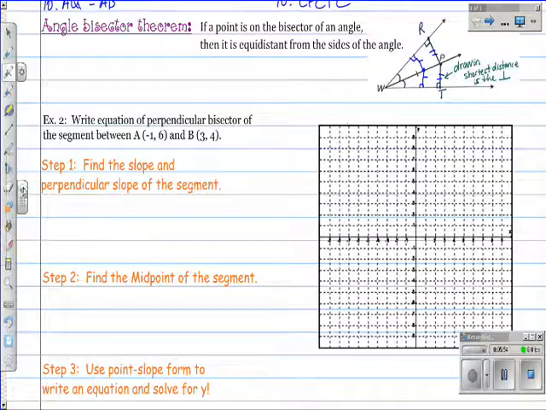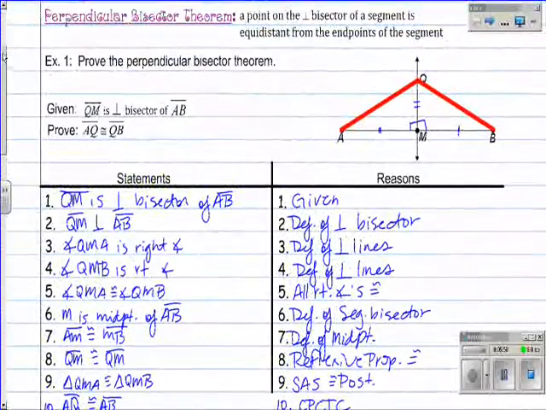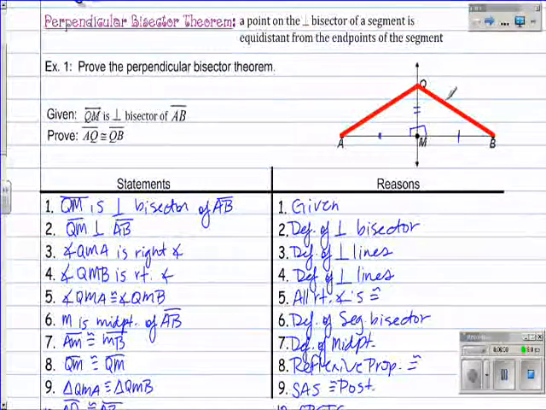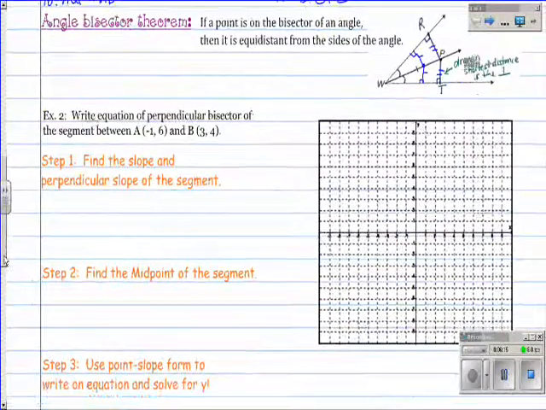And then also know the converse of the perpendicular bisector theorem, which says if these two segments are congruent, then you know that Q is on the perpendicular bisector. So if two segments are congruent in a triangle where the points are on a line intersecting the segment, you know it's on the perpendicular bisector. All of those are on the theorems list that's on the website.